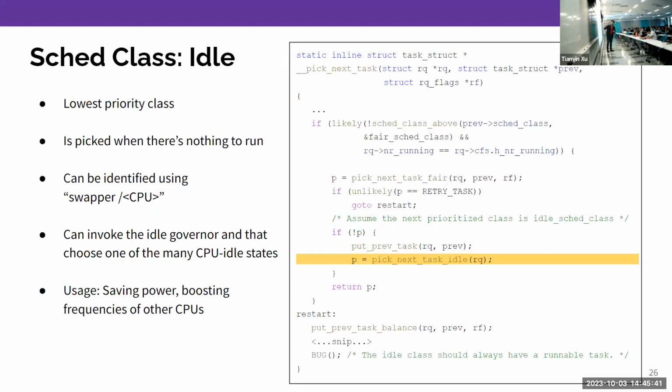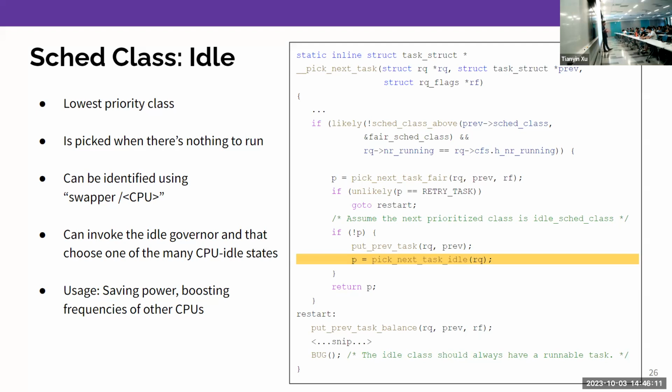Oh, I already switched to sched idle. Sorry. So this is the sched idle class, and while it's the lowest priority class, it's not the least important class. The property of this is that it is only picked when there is nothing to run. In the code, when you pick the next task fair, and if the P is null, if there is nothing to run, then just go and pick the idle class, right? But it has many useful properties.